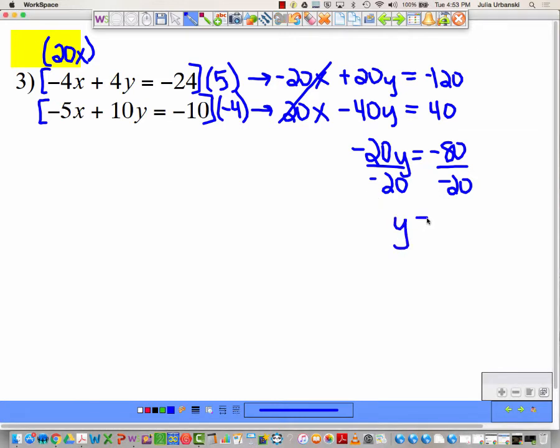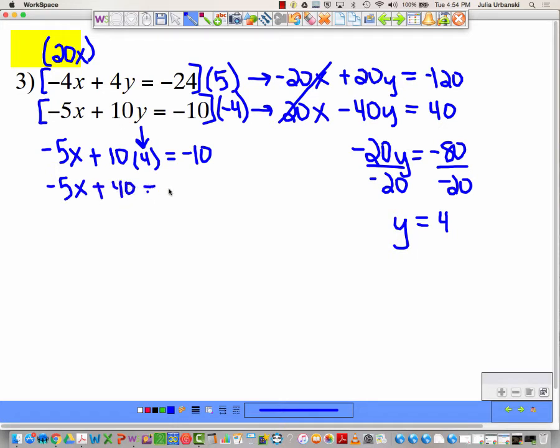So make sure this time you're plugging it in for y. If I use this bottom equation again, I have nothing to plug in for x. That's what I'm going to solve for. But it's plus 10 times y. Y is the one I know as 4, and that equals negative 10. So negative 5x plus 40 equals negative 10.